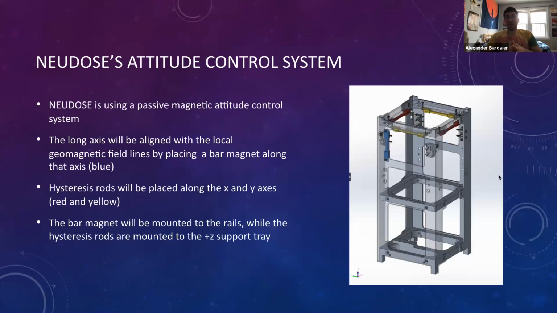So what's NEUDOSE actually doing? We're using passive magnetic attitude control. This blue magnet here is a bar magnet, and that's going to be aligned with the local magnetic field lines. And that will try to ensure we don't reach that null pointing, because the antennas are basically parallel to this bottom face of the satellite. I'll show that on the next slide.